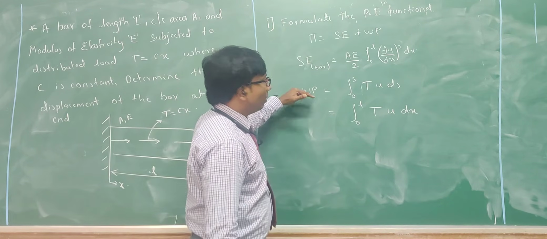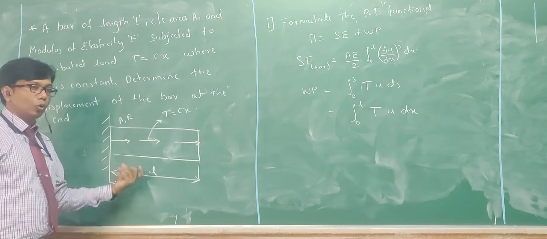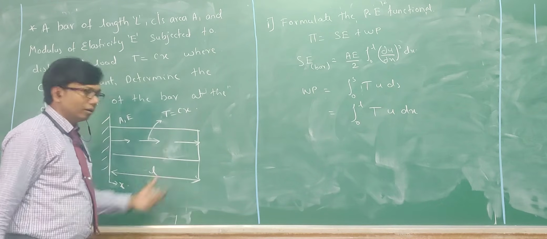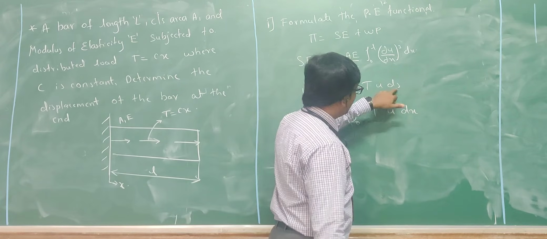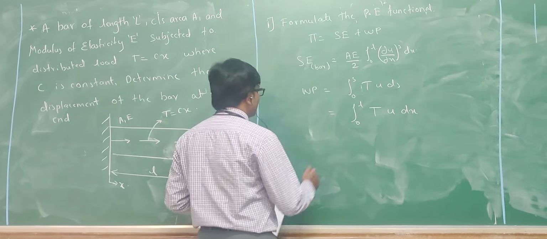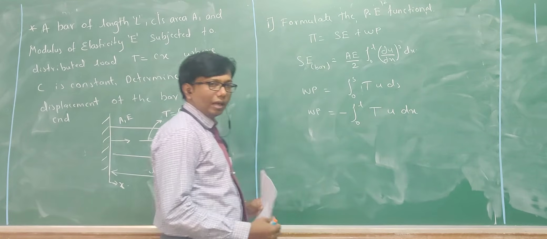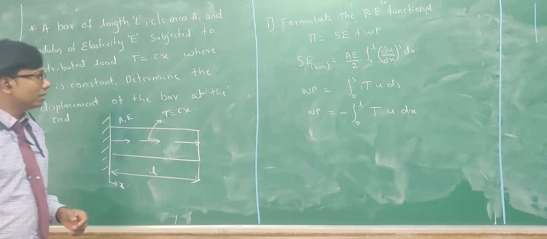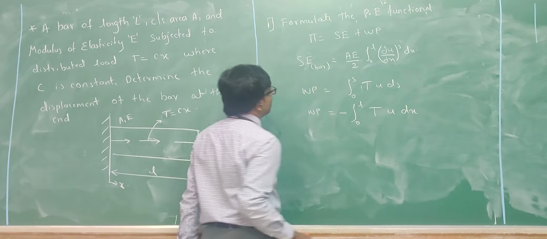Previously we took the load as applied over a surface area. Now it is applied over a line or a length. We are just converting it: integration 0 to L of T into U into dx, where the variable was ds before and is now dx. This is the work potential, and you apply a negative sign as the work is done on the system. So this will be the work potential, and this will be the strain energy.